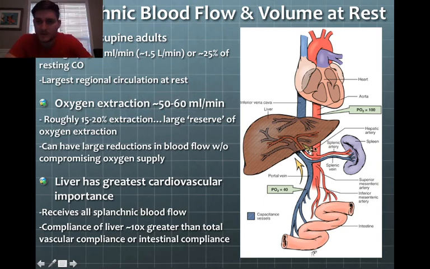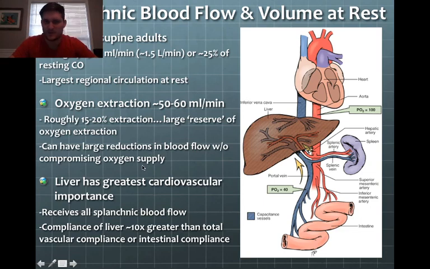And so all these important organs here, our liver, our small intestines, our large intestine, all these digestive organs, at rest they receive a lot of this blood flow, and they have an oxygen extraction of around 50 to 60 milliliters per minute, and this is considered around a 15 to 20% extraction, which means they have a large way to go. So if they needed to extract more oxygen from the blood to increase that AVO2 difference, they definitely could do so.